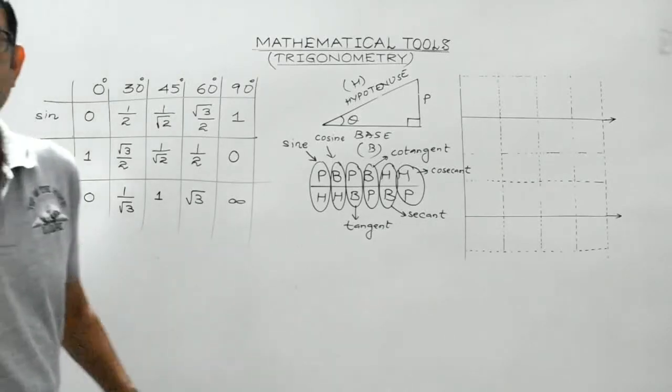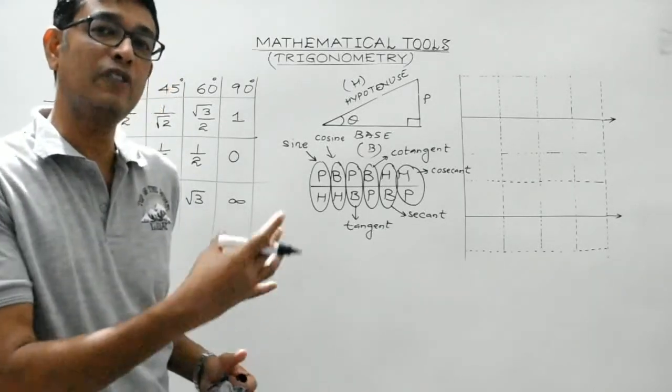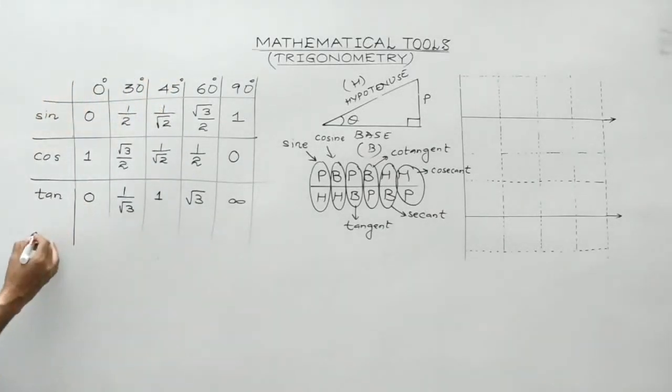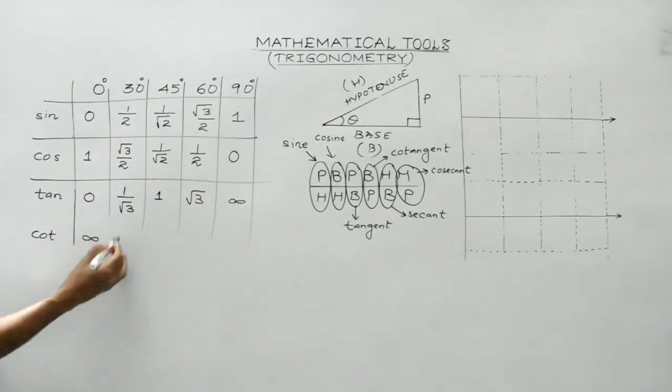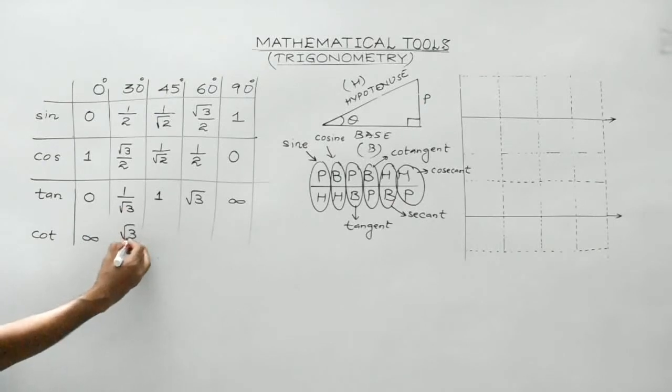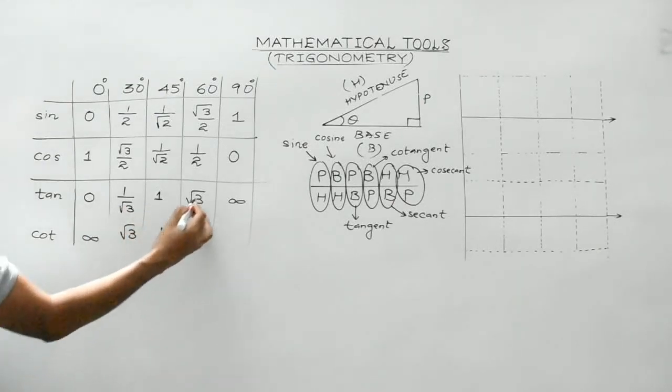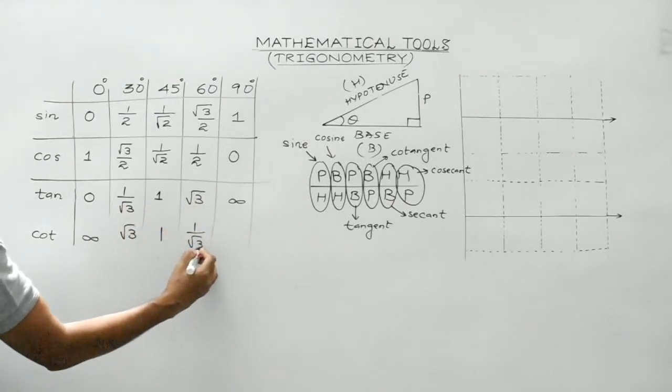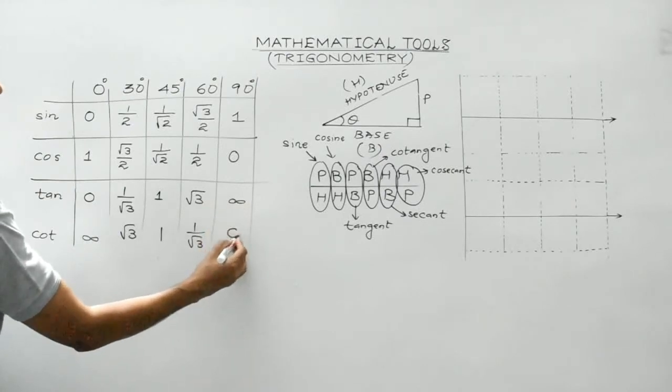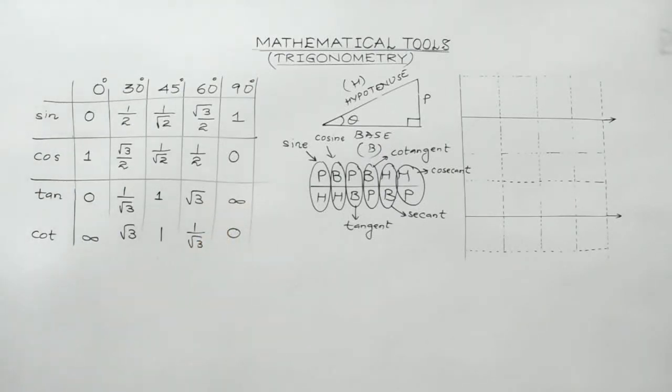Similarly, cot theta is the reciprocal of tan theta. So cot: reciprocal of 0 is infinity. Reciprocal of 1 by root 3 is root 3. Reciprocal of 1 is 1. Reciprocal of root 3 is 1 by root 3. Reciprocal of infinity is 0. Similarly, you can write it for secant theta.